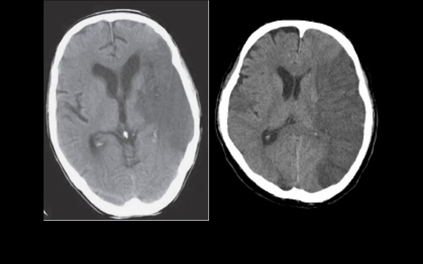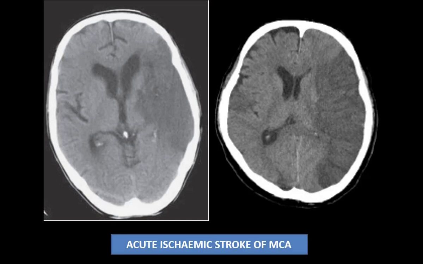What is this? This is a large ischemic stroke involving the left middle cerebral artery. And what is the treatment here? We do not thrombolyse this patient. Why? Because it is a contraindication, because it has involved more than one-third of the hemisphere.